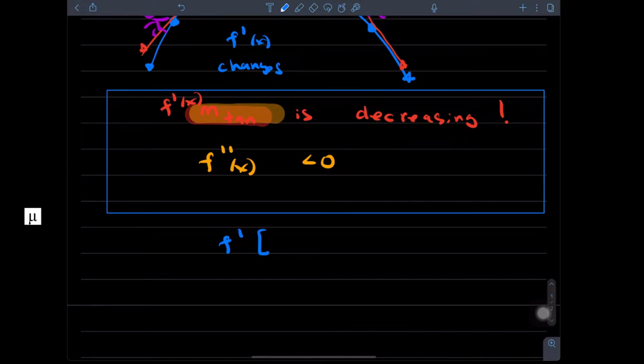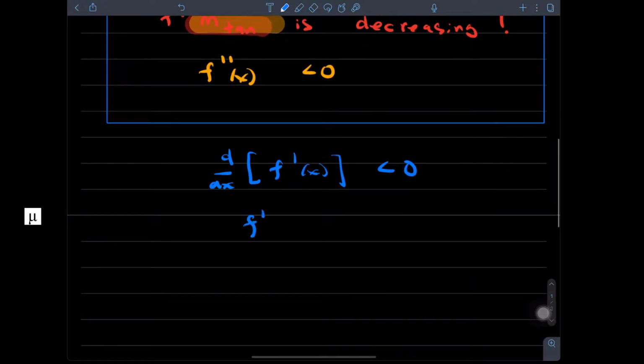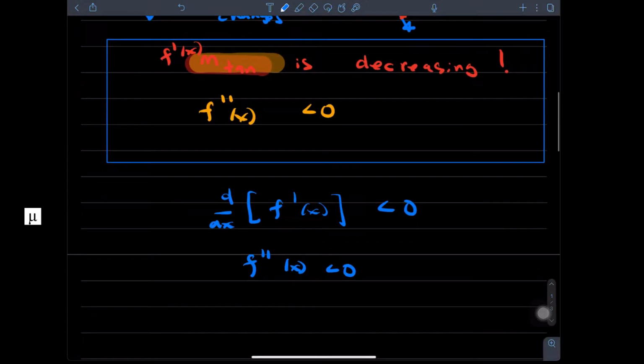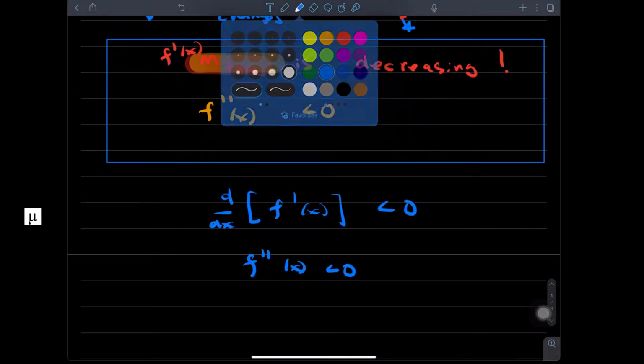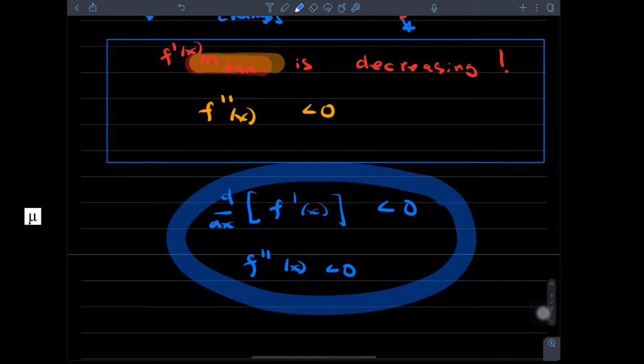F prime, well, the derivative of f prime here is less than 0. And that's known as the second derivative being less than 0. So what you're looking for, ladies and gentlemen, is a second derivative being negative. Okay?